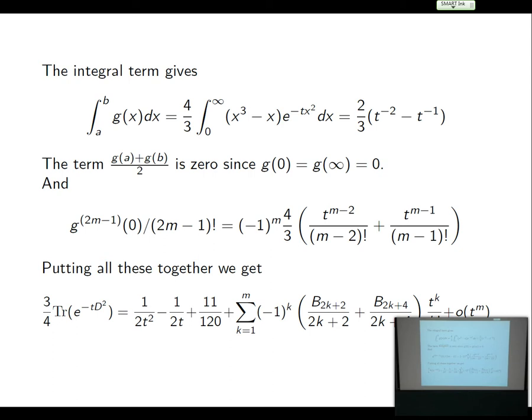So this is 1 over t squared. This is the pole part of order 2, which is expected. This is an order 2 operator on this 4-dimensional space, so you should have a pole of order 2. Minus 1 over 2, this term is related to scalar curvature, and then this is the constant term, and so on. So you get the complete expansion in terms of Bernoulli numbers. So that's a warm-up for the calculation.